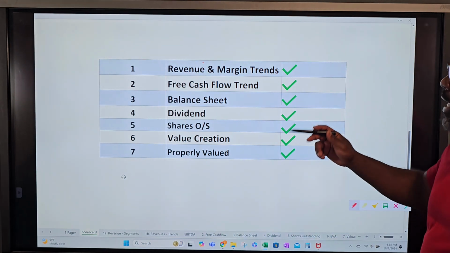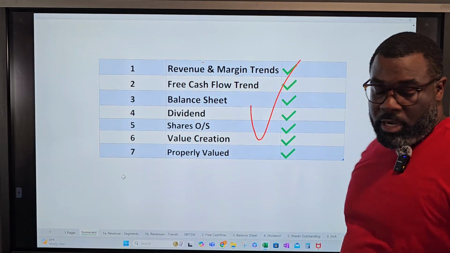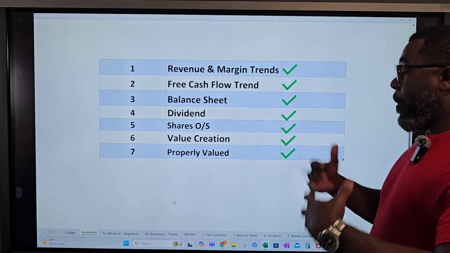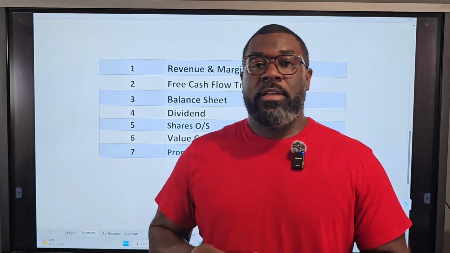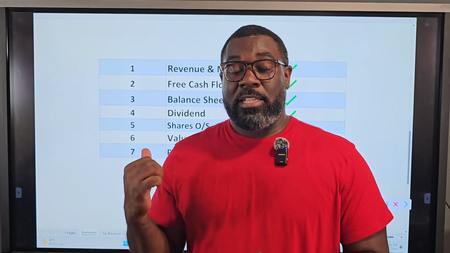So this is the first business where I have checks for each of the metrics on the scorecard. So again, based on my assumptions, my guess, I believe it's fairly valued. So take that as you will and do with it what you desire to do with it. Hopefully I helped you out in looking at this business.